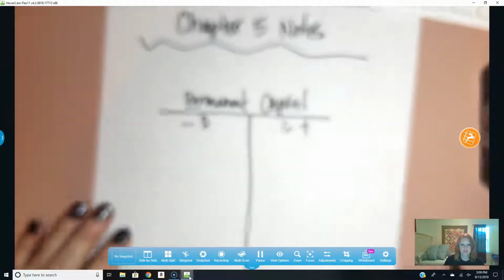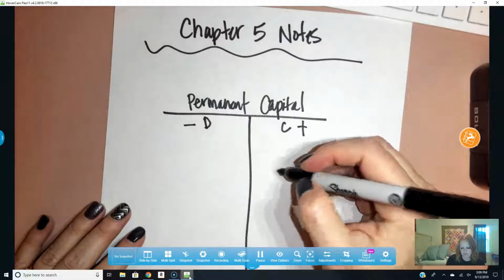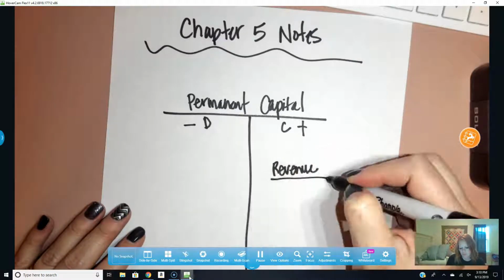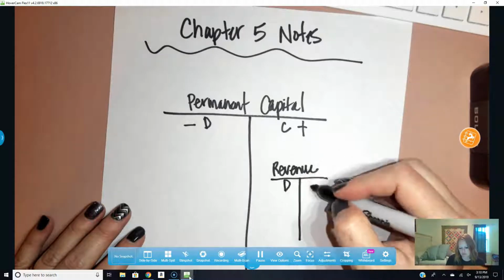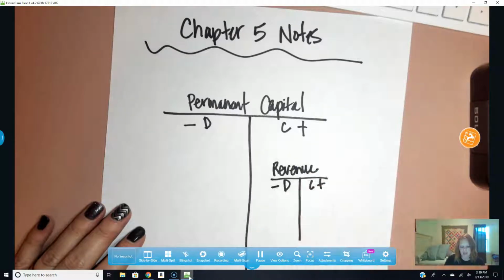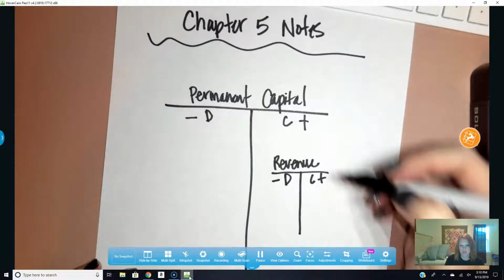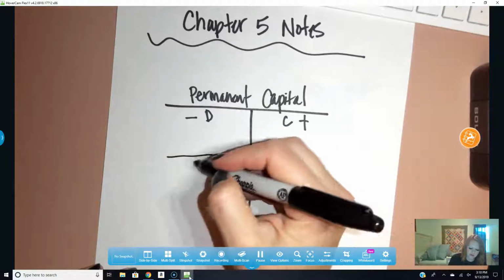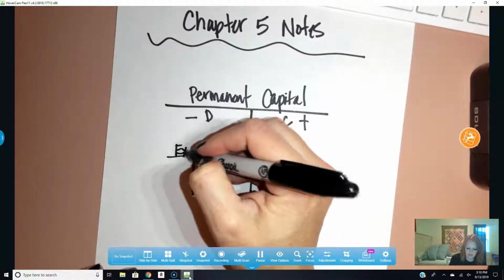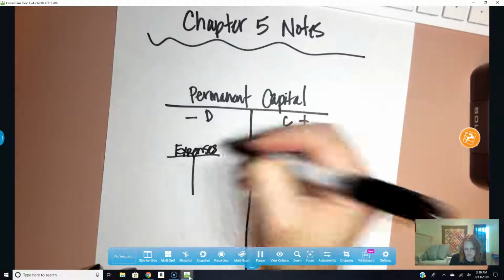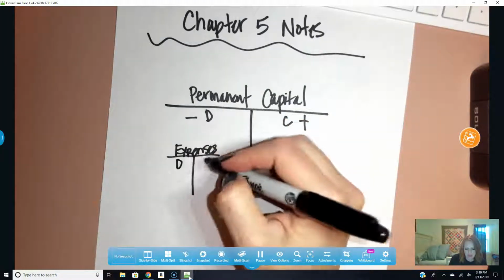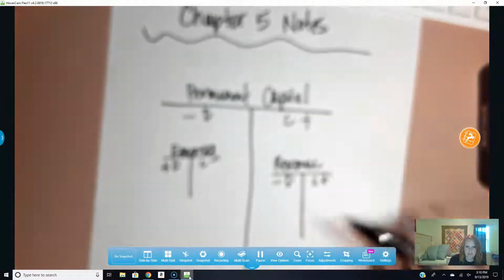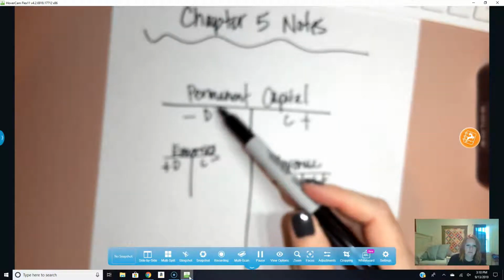And as we're looking at our temporary accounts, we first of all have revenue. And we're going to put that on the credit side because revenue follows the same rules as our capital account. It increases with a credit. Versus our second temporary, any expense account, so expenses, they have the opposite rules because expenses decrease capital. So we can see that we would decrease with a debit.